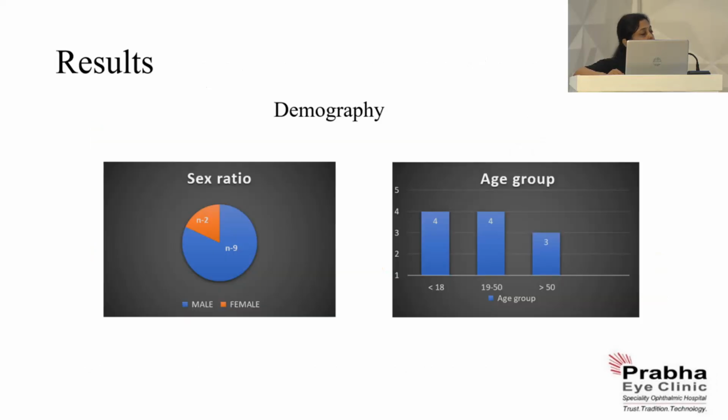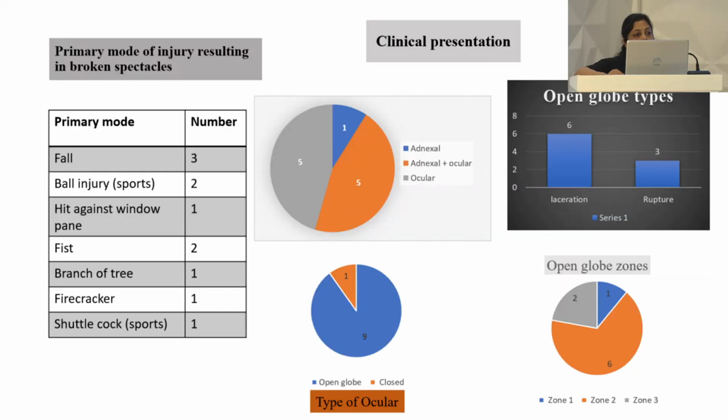Coming to the results, out of 11 patients, 9 were male and 2 were female, and they were almost equally distributed amongst all the age groups. Coming to the primary mode of injury resulting in broken spectacles, a fall was the most common cause in the old age group and sports injuries in the young patients.